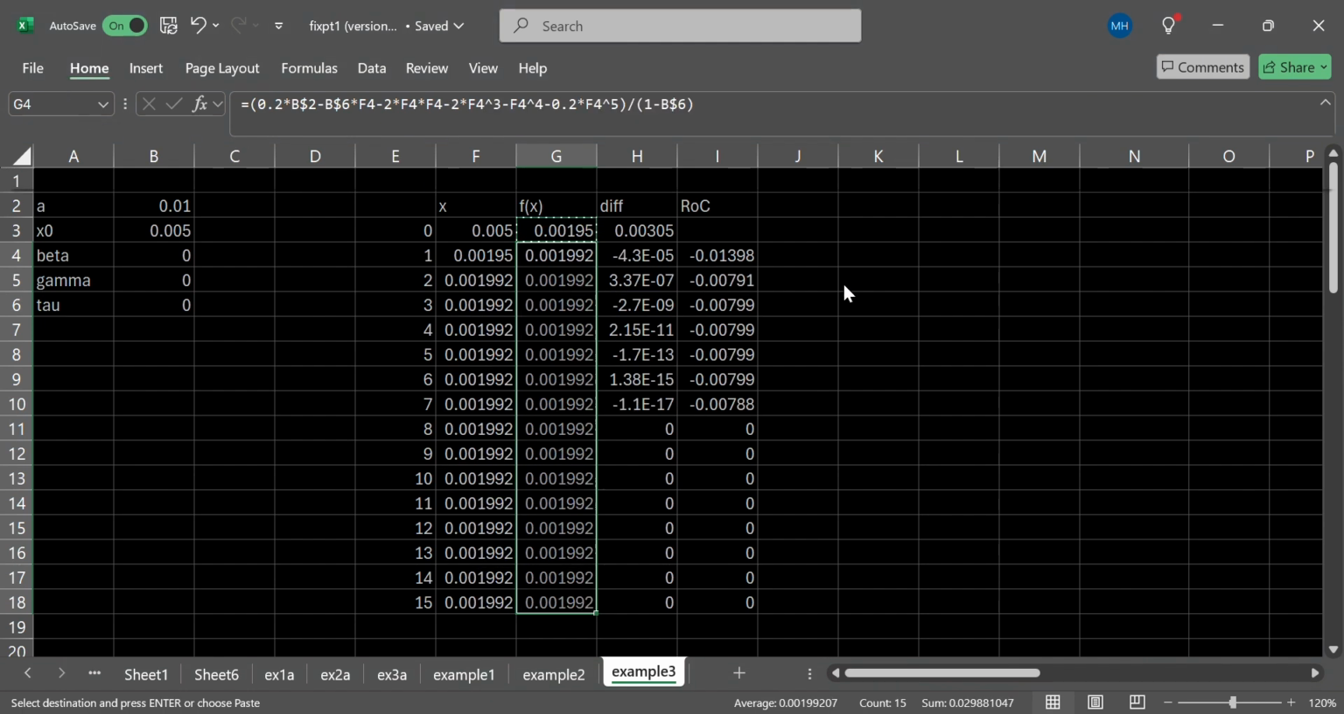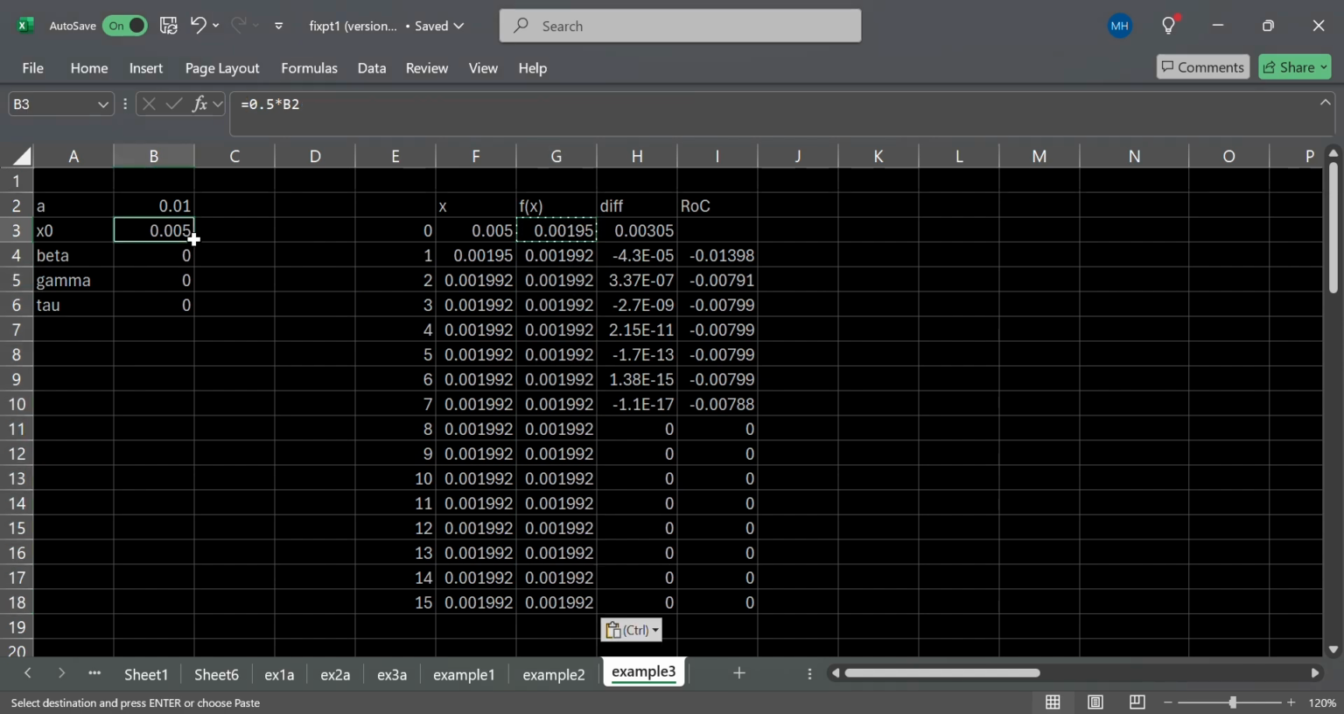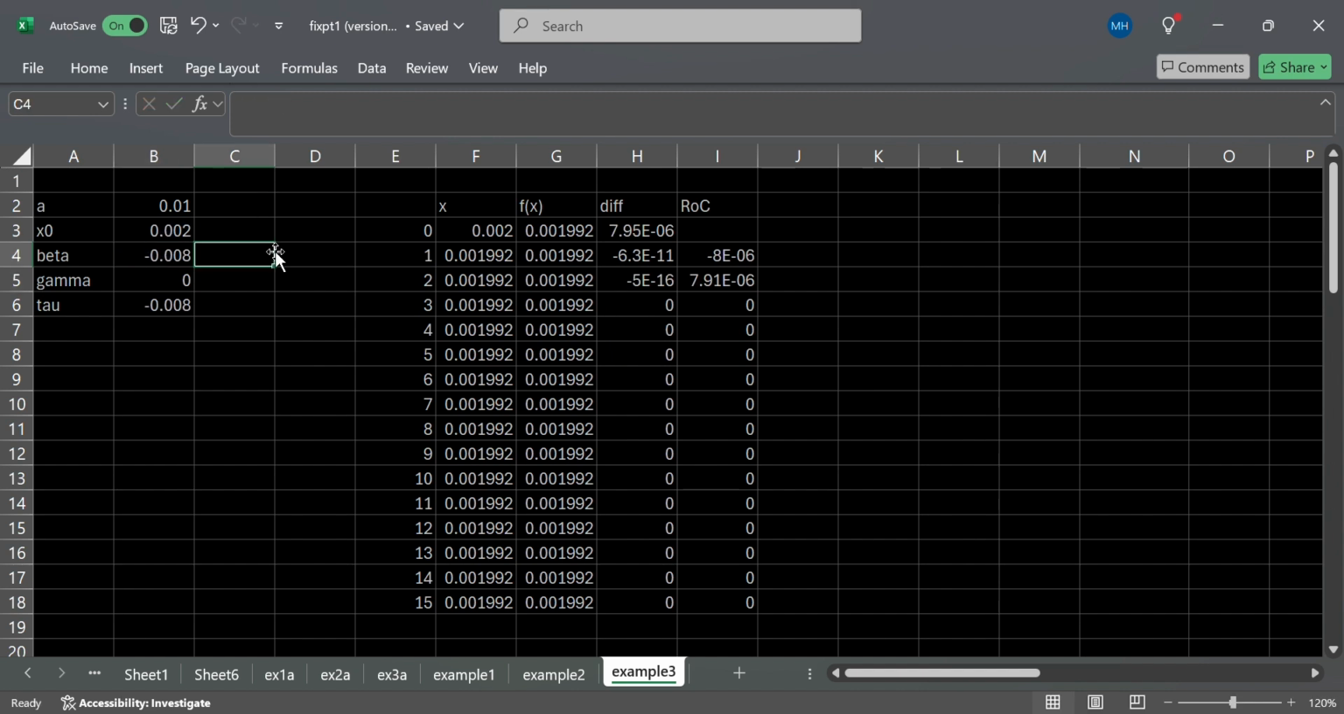Oh, by the way, I can see something. I need to change the x0 value. It should be 0.2 times A. And beta looks like it should be about minus 4 times x0. Yeah, that converges really well.